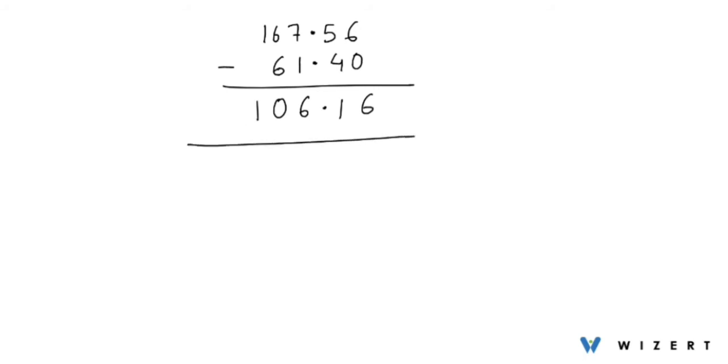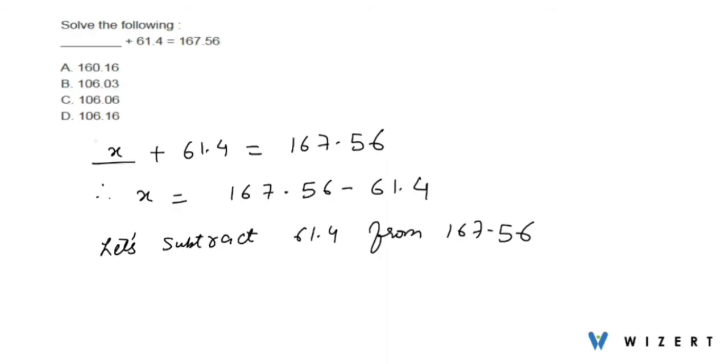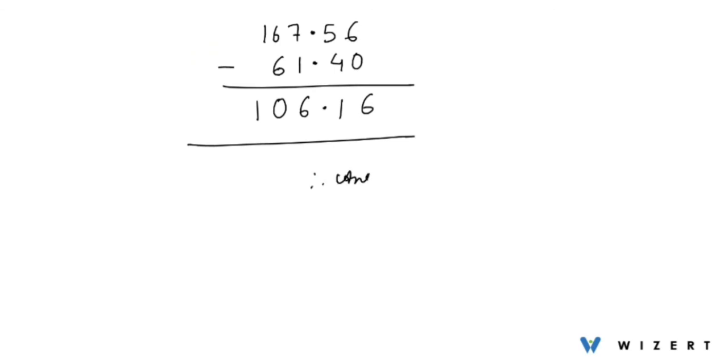So we can say 106.16 is our answer. Now let's check the option. 106.16 is option D. Therefore, we can say that the answer is option D.